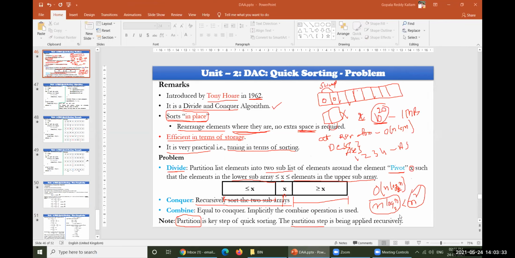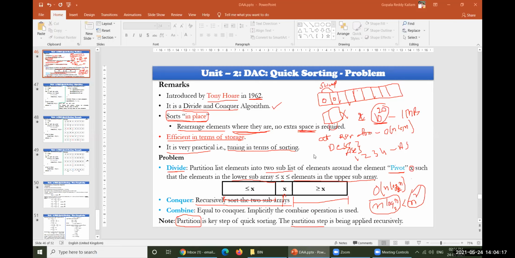Tony Hoare is the person who introduced QuickSort in 1962, and it is very important to note that it is a divide and conquer technique based application. It is an in-place sorting algorithm, so no extra space is required to sort the list of elements. It is efficient in terms of storage, very practical, and a performance tuner. While sorting the given list of elements, it takes very little time to perform.